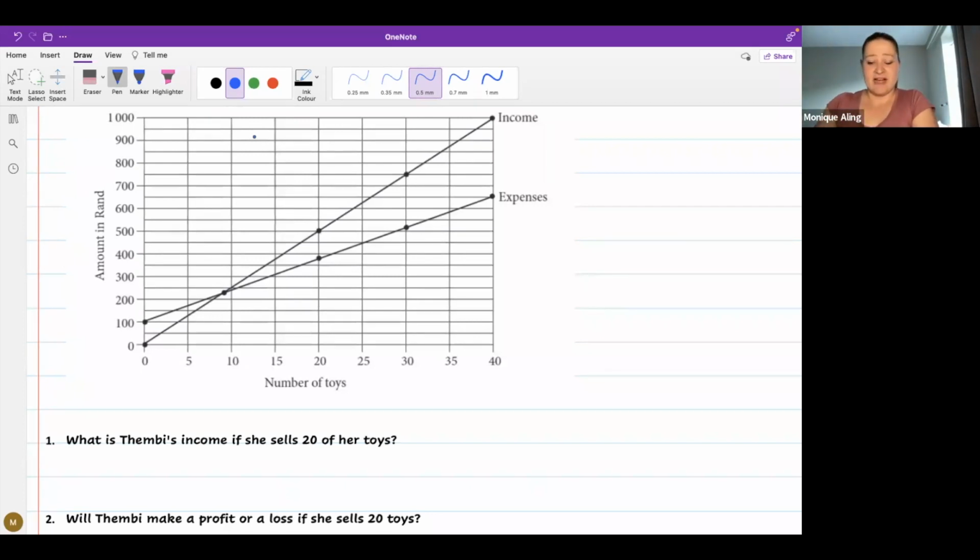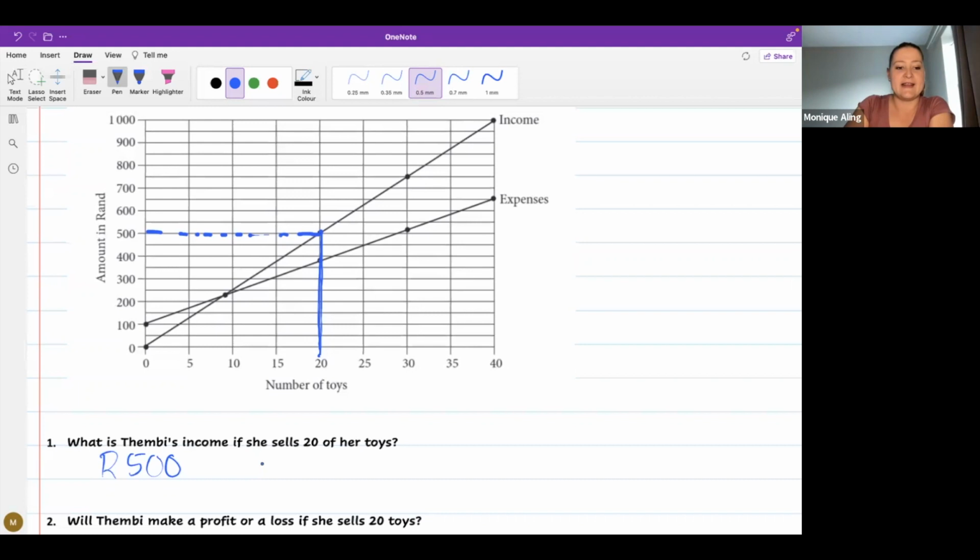Okay, so you guys can read the graph beautifully. We look at 20 toys, so we follow the line, and we're looking at income. So we follow the 20 line until the income graph, and that leads us to 500 for those of you that did not see. So the answer is 500.